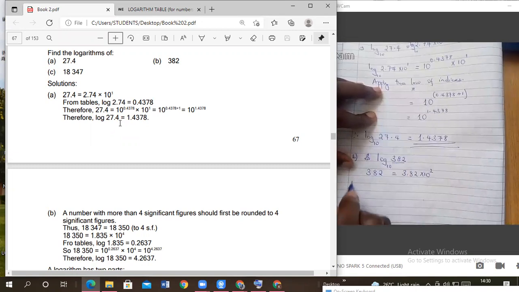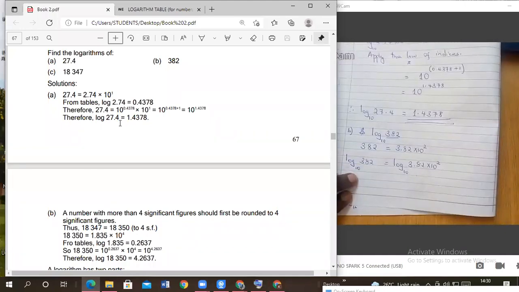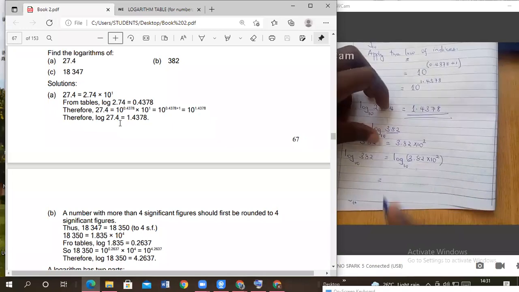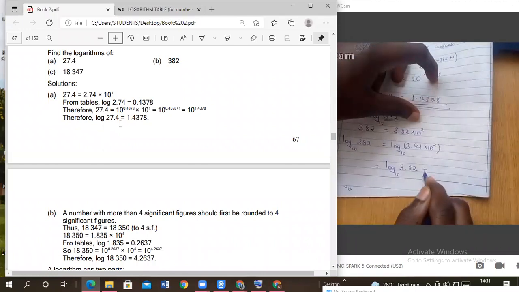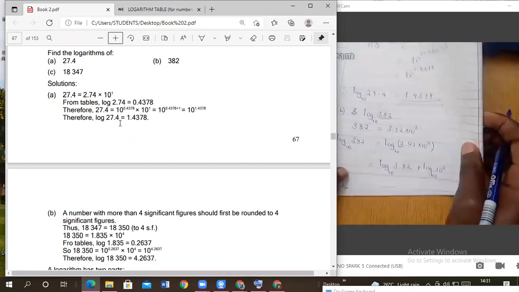So which means log to base 10 of 382 is the same as log to base 10 of 3.82 times 10 to the power 2. When I break this number down, it's the same as log to base 10 of 3.82 plus log to base 10 of 10 to the power 2.